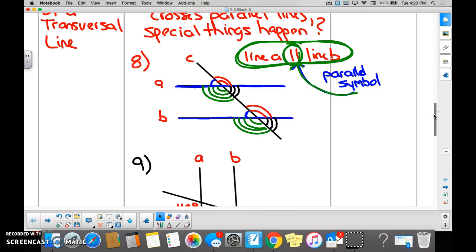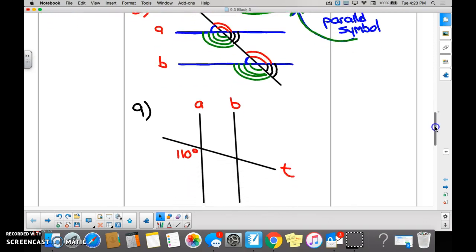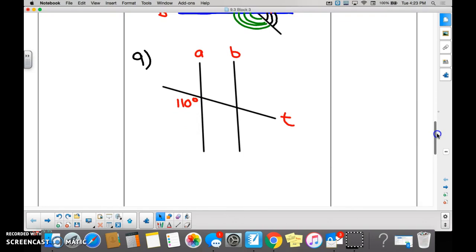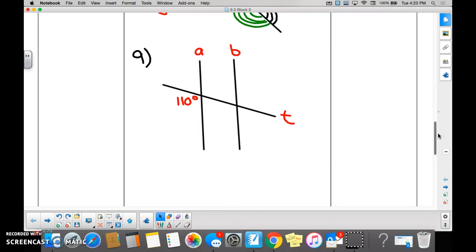Moving down to number 9. So now we're going to do some math with this. So number 9, we have parallel line A and parallel line B, and I'm going to tell you right now, A is parallel to B. Remember the symbol for parallel is 2 straight lines. T is your transversal, which you already know because it cuts across A and B. I have told you that this angle right here is 110 degrees.